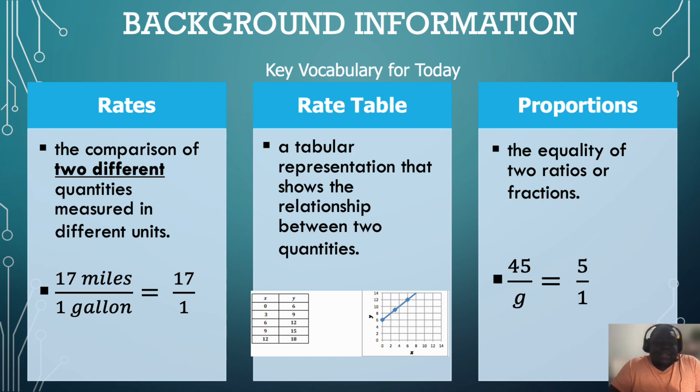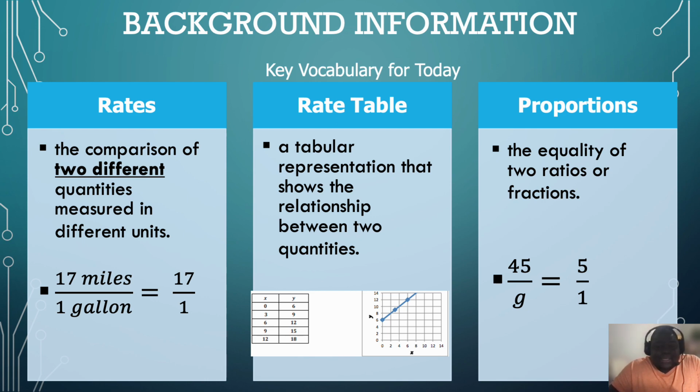We talked about this on Monday, about 2 lessons ago. Remember, rates are different quantities measured in different units. So you can't look at the example, you can't have 17 miles to 1 mile and say that's a rate. That's a ratio. And we're going to talk more about ratios tomorrow. So we're going to focus on rates today.